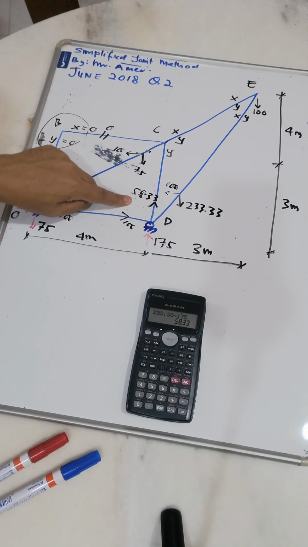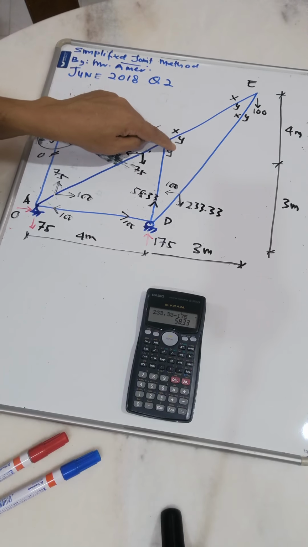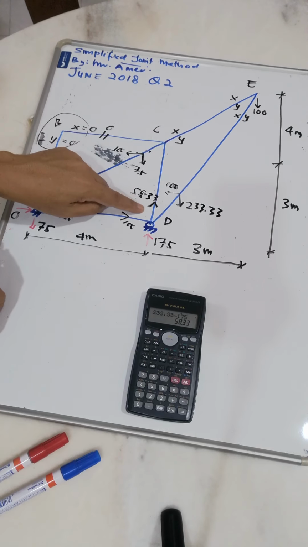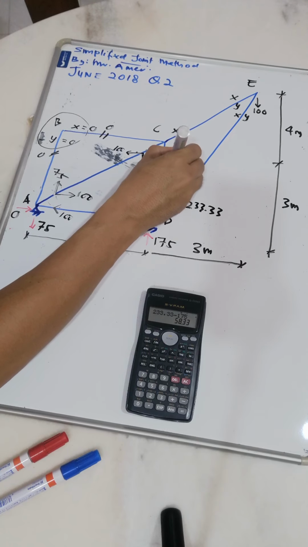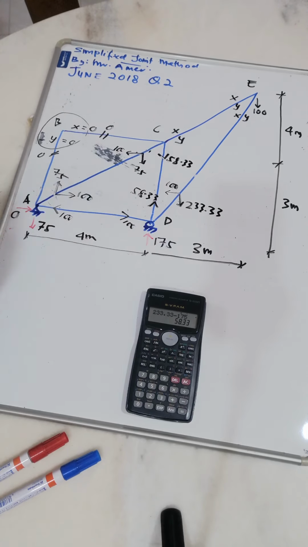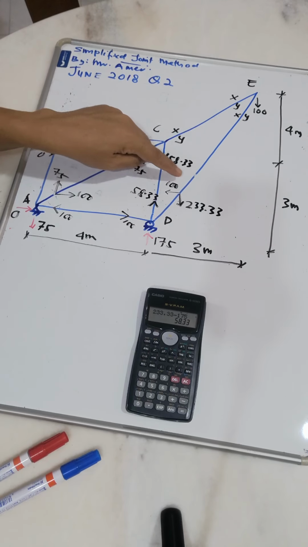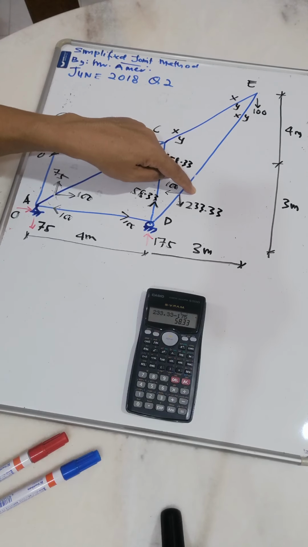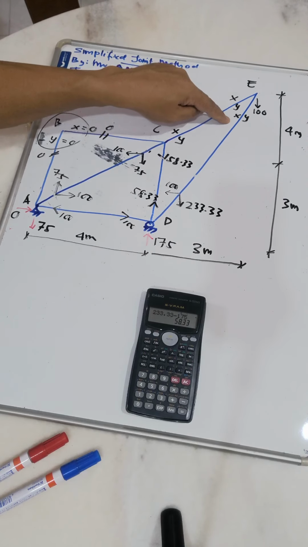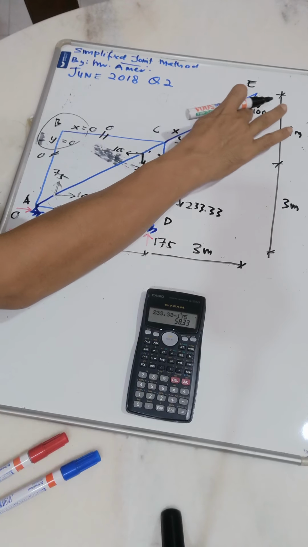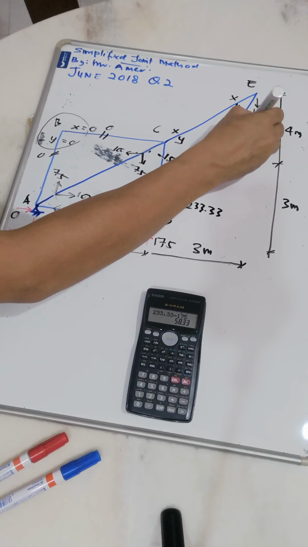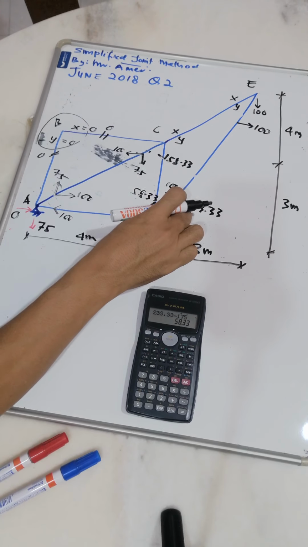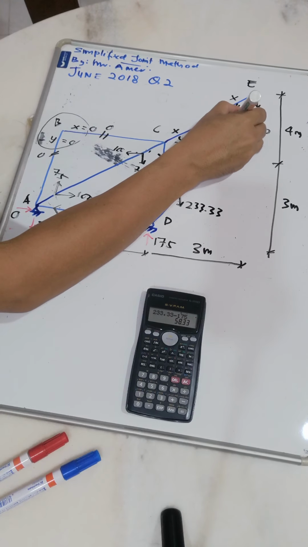This 58.3 you transfer here. This is upward, so here is downward, 58.33. This 233 you transfer here. 100 to the left, 100 to the right. Downward, upward.